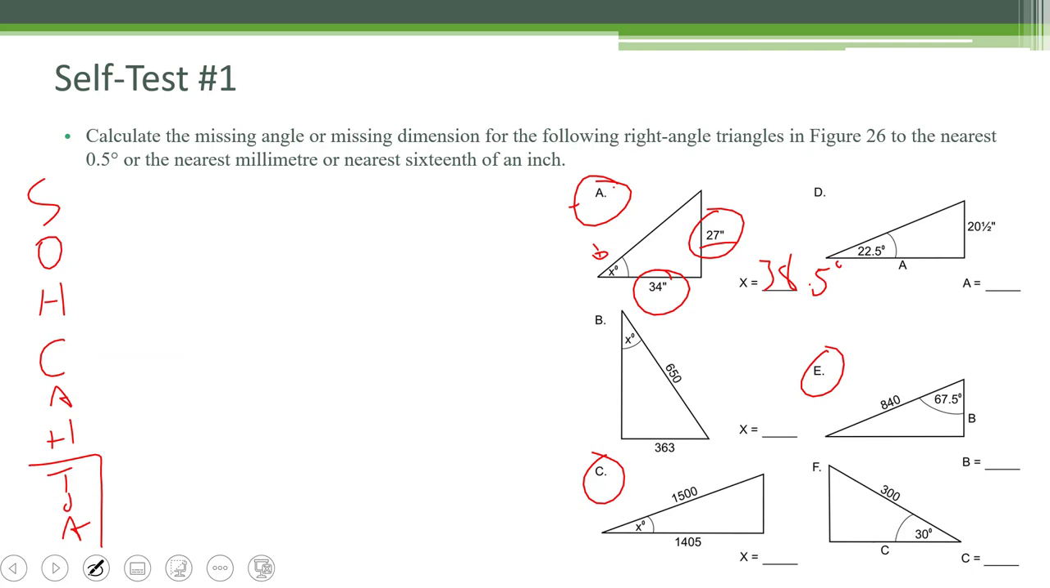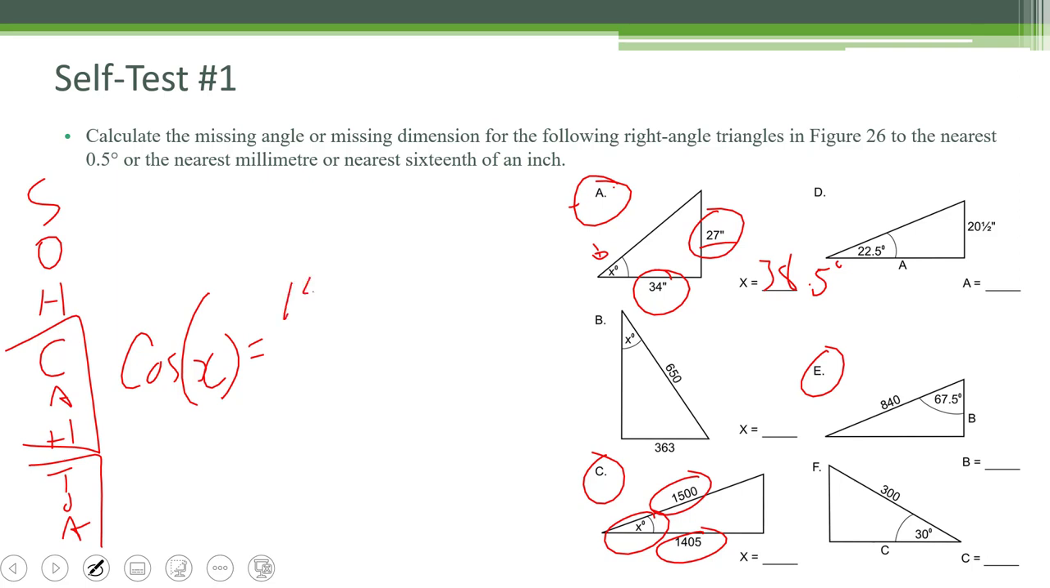Okay, C. So again, I'm trying to find an angle. What sides am I working with? Well, I'm working with the adjacent side and the hypotenuse, so that's going to be cosine. So the cos of x is equal to the adjacent, so that's 1405 over 1500, that's the hypotenuse. So I just go 1405 divided by 1500 equals shift cos, and I get, hey, 20.5 on the money degrees.